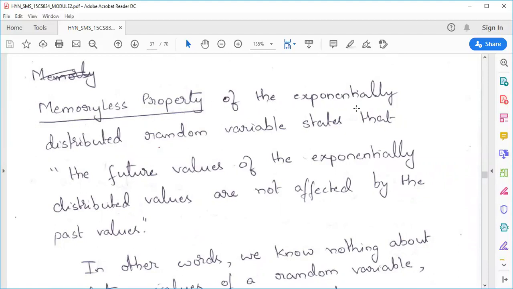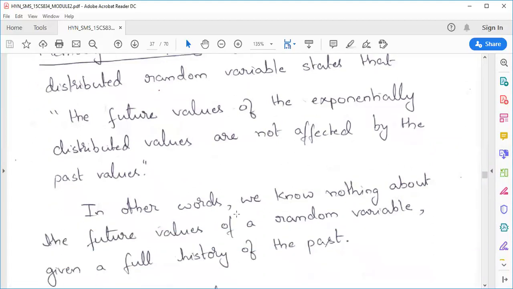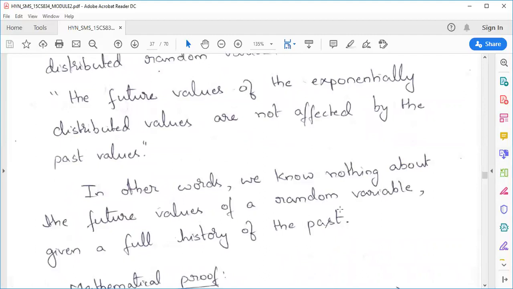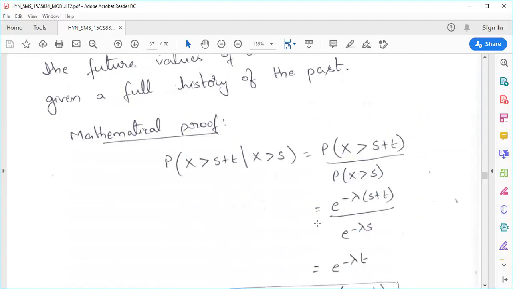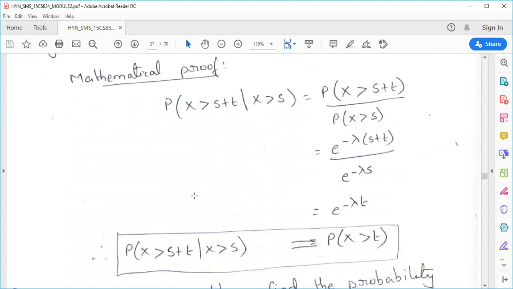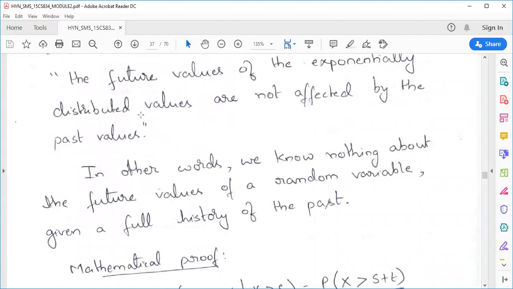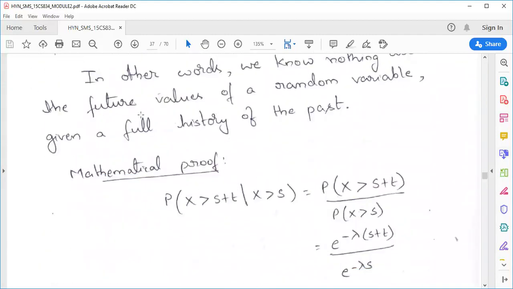So the memoryless property of the exponentially distributed random variable states that the future values are not affected by the past values, right? In other words, we know nothing about the future values of a random variable given a full history of the past. So we cannot take the past and decide about our future. There is a small mathematical proof. This will not be asked in your exam. You just have to know that we have a memoryless property for exponential distribution, right?